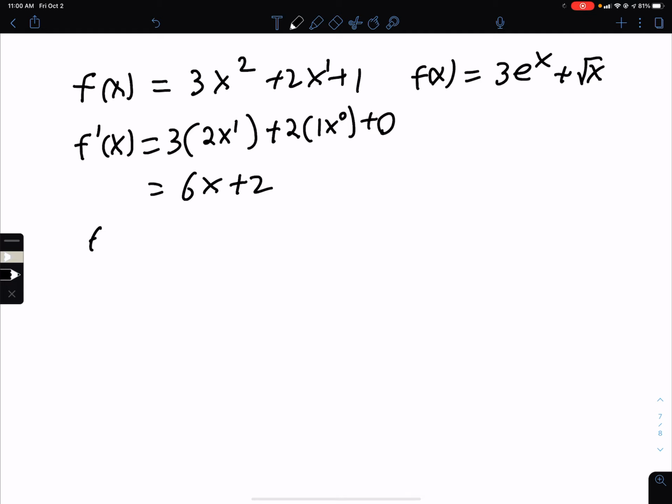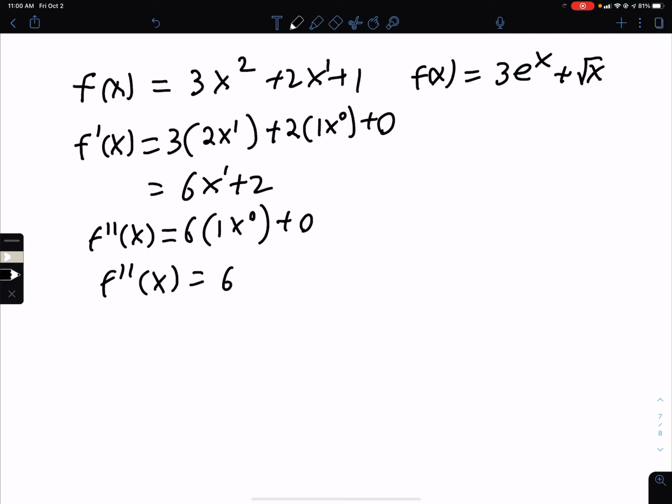That's the first derivative. I can take the derivative again, and so I take the derivative of the derivative. Here's the derivative, so I copy the 6, I bring the 1 in front, it's x to the 0, and the derivative of 2 is 0. So now I have the second derivative will be 6.